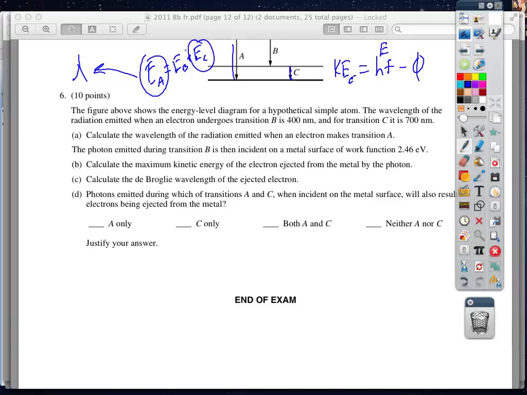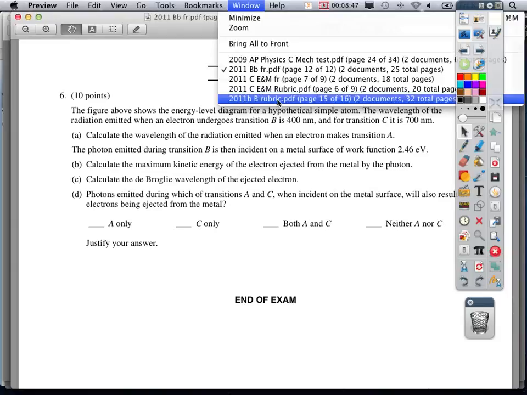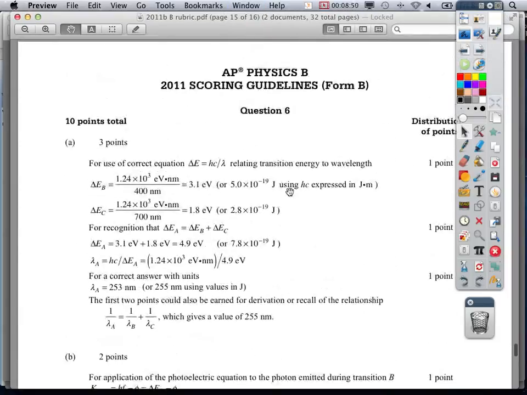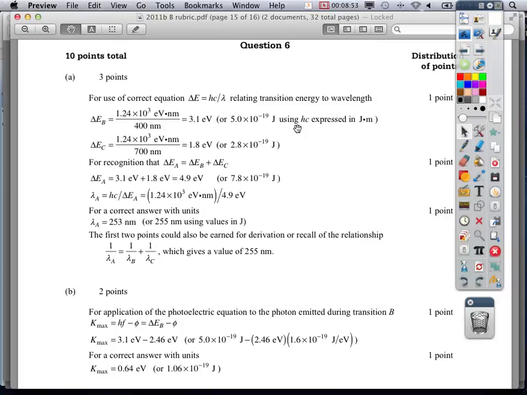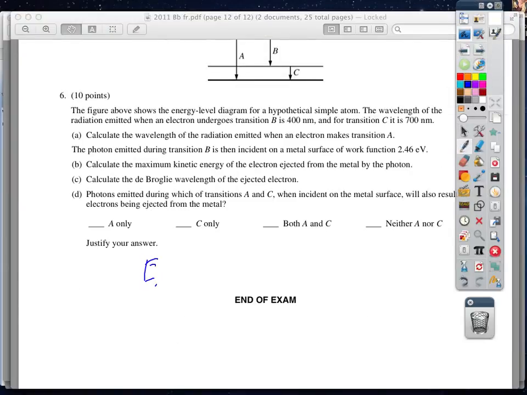Okay, so because I'm sure nobody wrote this down, let's take a look at the energies of A and C. The energy of C was 1.8 electron volts. And remember, we did that just by using the energy statement, the energy of light. And then the energy of A is 4.9 electron volts. Okay, so let's go back to our problem. We will say EA is 4.9 electron volts, and EC is 1.8 electron volts.